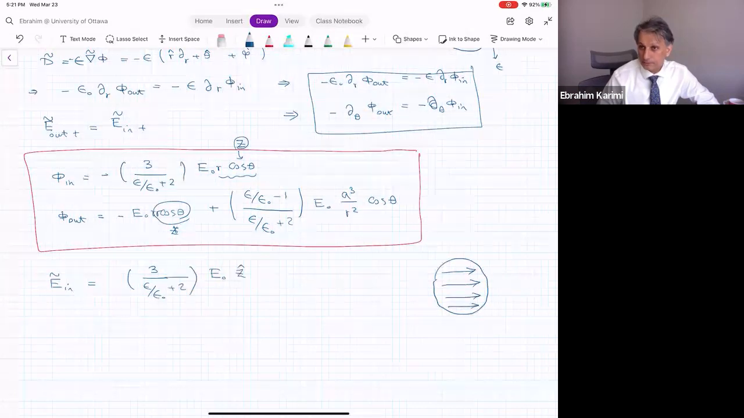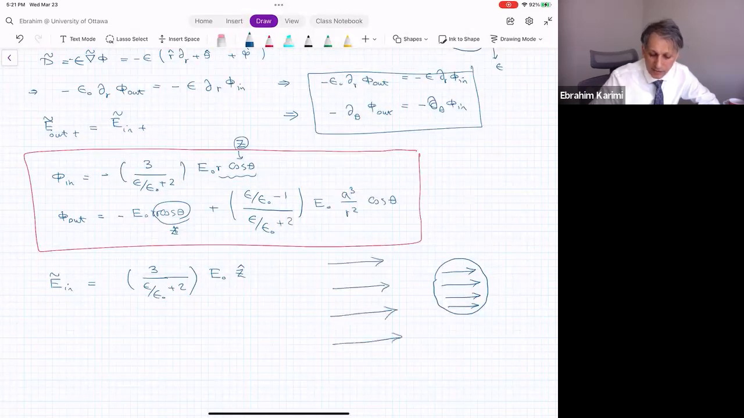Okay? Doesn't matter what epsilon is. Whatever epsilon is, it seems that the outside field will be imprinted inside of the material. Okay? The same story happens with the outside.